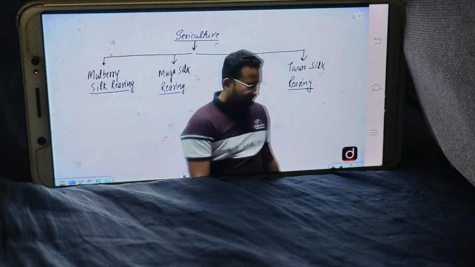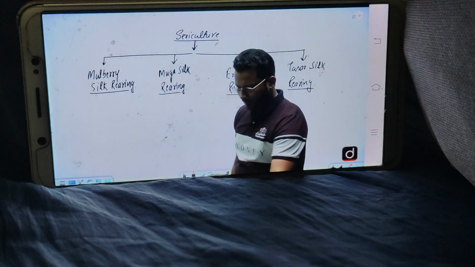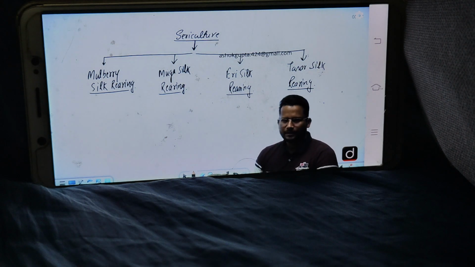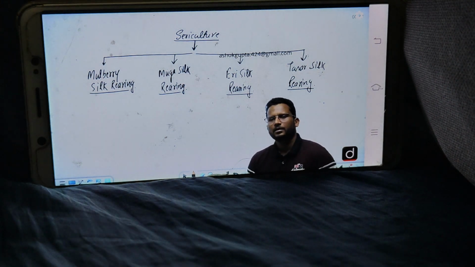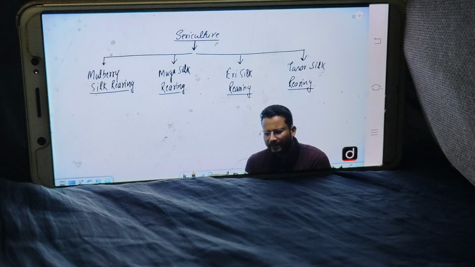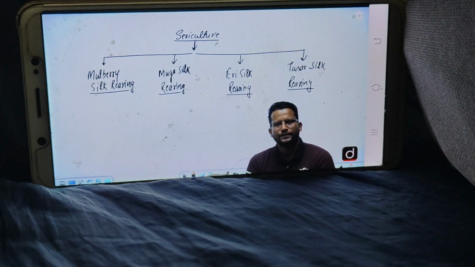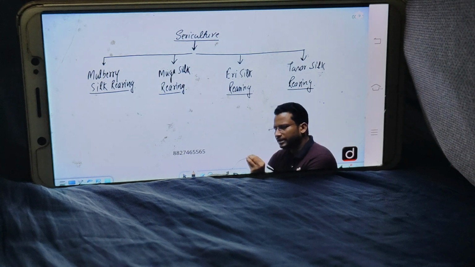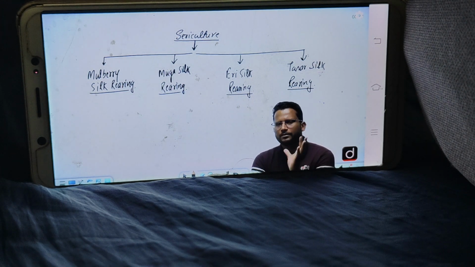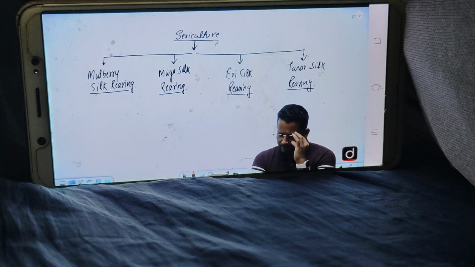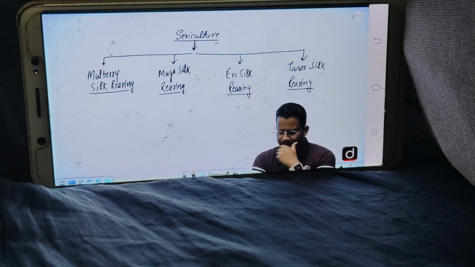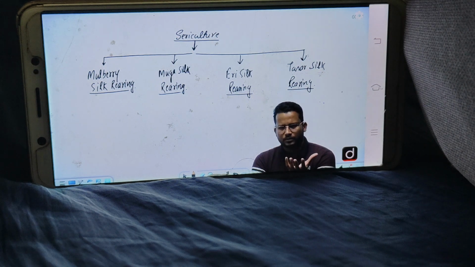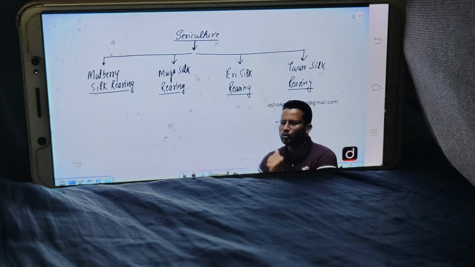So, first of all, mulberry silk rearing. Mulberry silk accounts for 95% of the total silk produced all over the world. So 95% of the silk produced in the world is mulberry silk. इंडिया के कॉन्टेक्स्ट में आप बोलोगे that 70% of India's silk is mulberry silk. And in mulberry silk rearing, the silkworm which we use is called Bombyx mori.